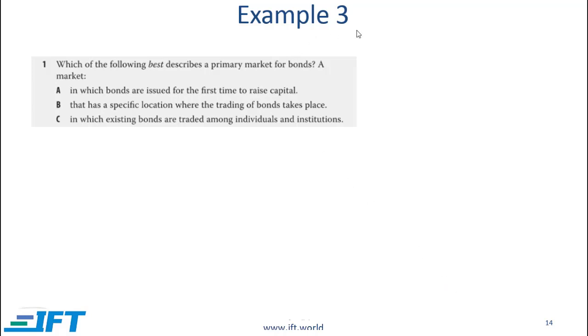Let's look at example 3. Which of the following best describes a primary market for bonds? A: Bonds are issued for the first time to raise capital. This looks right, but let's look at the other options. B: A market that has a specific location where trading of bonds takes place. This sounds a lot like an exchange, which would be a secondary market concept. C: A market in which existing bonds are traded among individuals and institutions. This is the definition of a secondary market, so not the correct answer. The best answer is A.